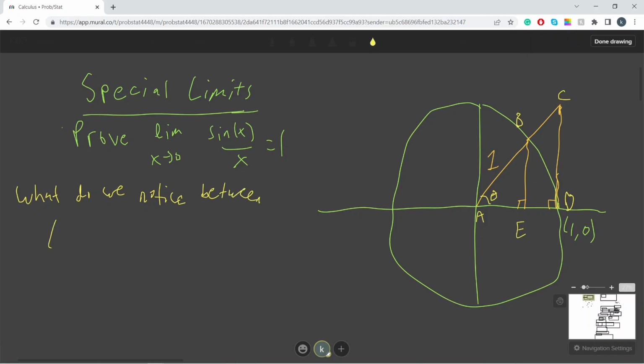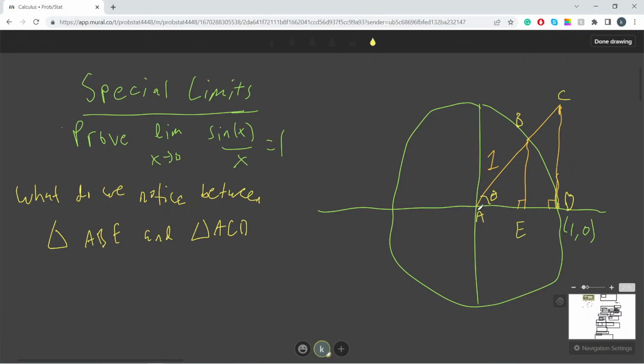Now, the first question we need to really answer is what do we notice between triangles ABE and ACD, right? So what do we notice between these two triangles? Well, there's two things you'll notice. We know that the triangles ABE and ACD both share this theta, right? So that's good. We also know that angle AEB and angle ADC are both right angles.